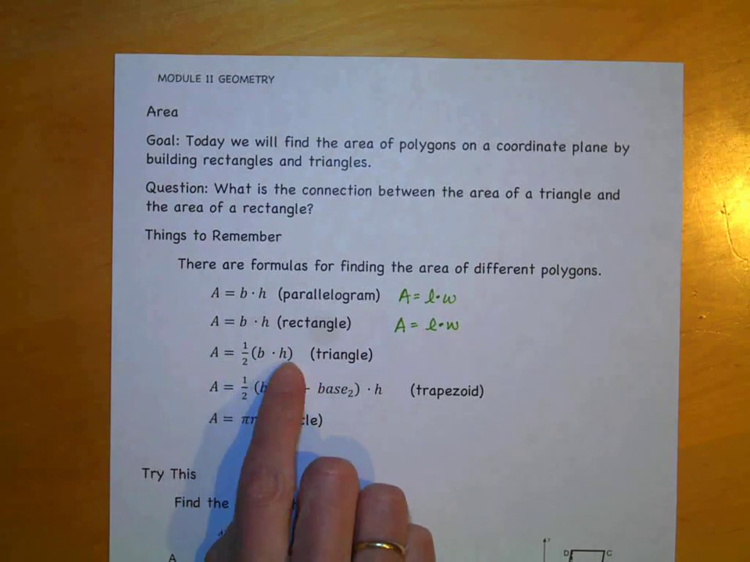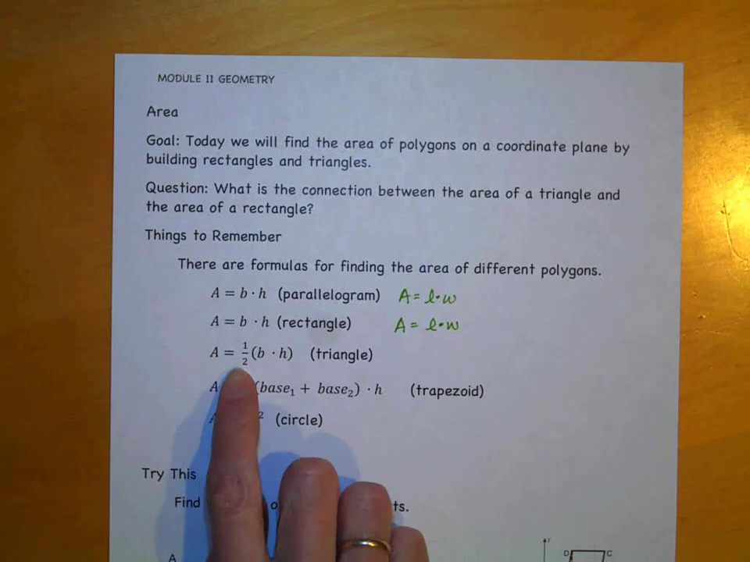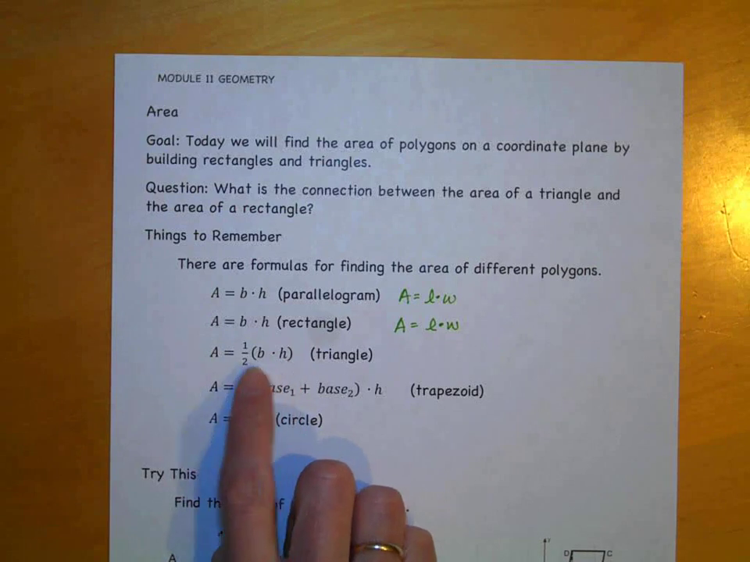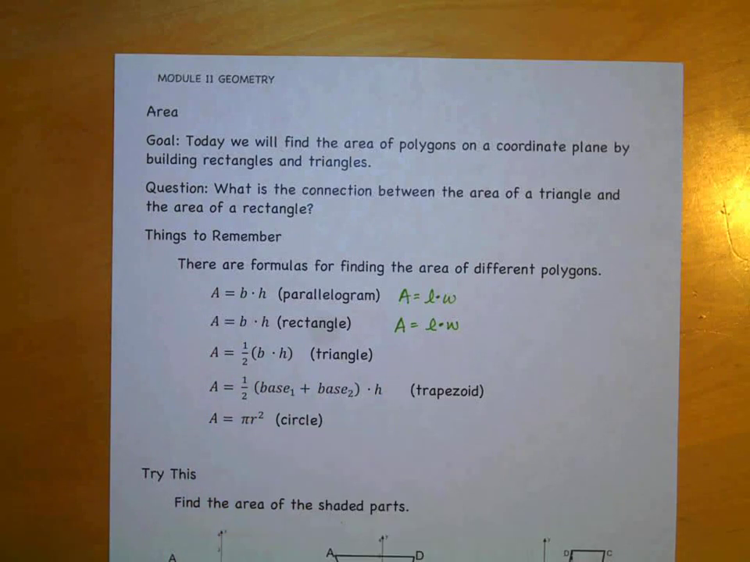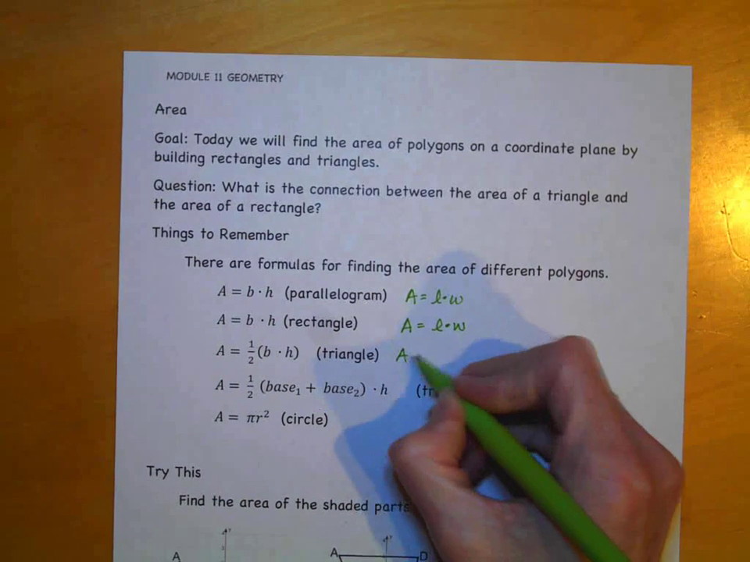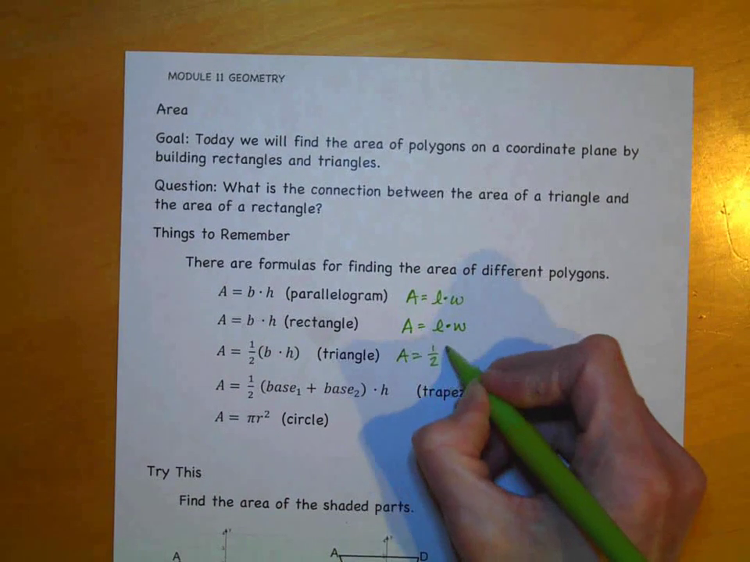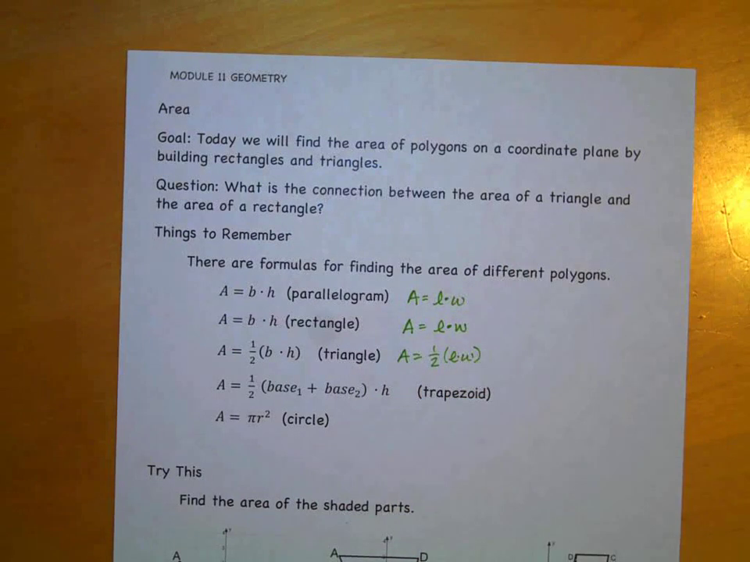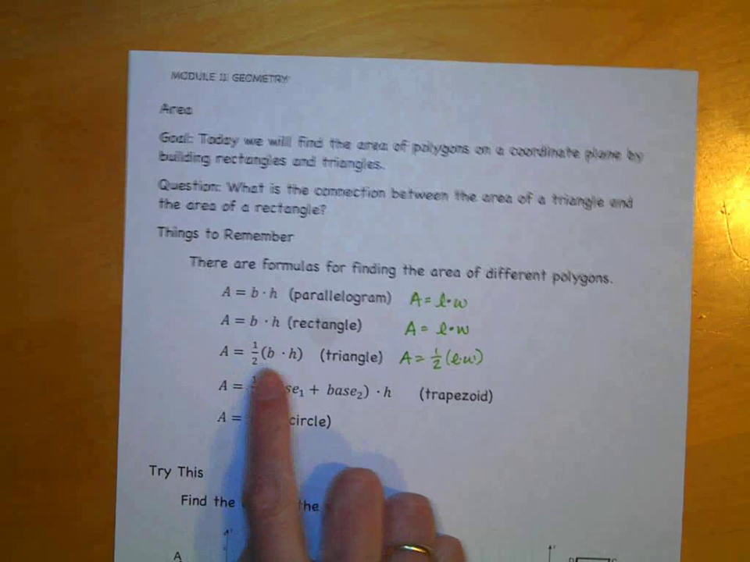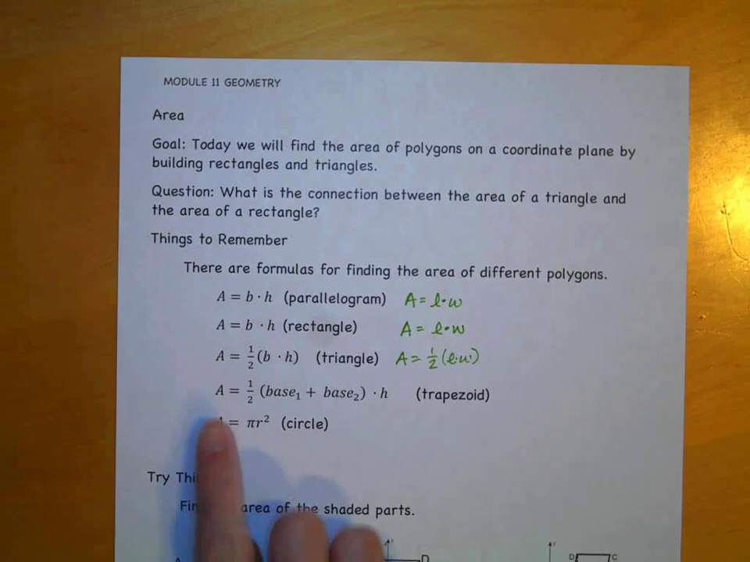Area of a triangle equals, find the base times the height, and then cut it in half. So half the base times the height, base times height, cut it in half, the length times the width, however you want to say it. So this one could also be half of length times width. Okay, so again, same thing. All right, for a triangle we just did half the base times height, half the length times width.